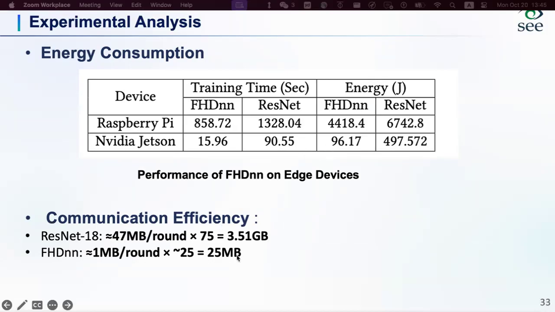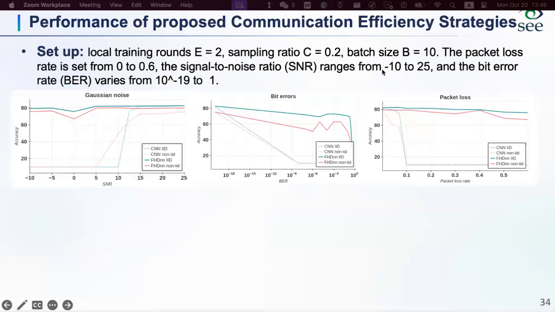For communication strategy, ResNet needed to send 3.51 GB of data, while FHDN only needed to send about 2025 MB of data. This result emphasizes that FHDN has a significant advantage over ResNet in enabling faster and more suitable deployment on edge devices.